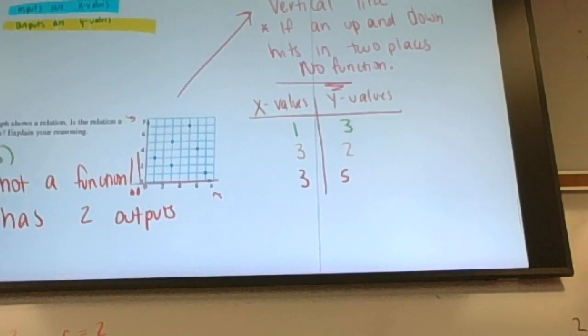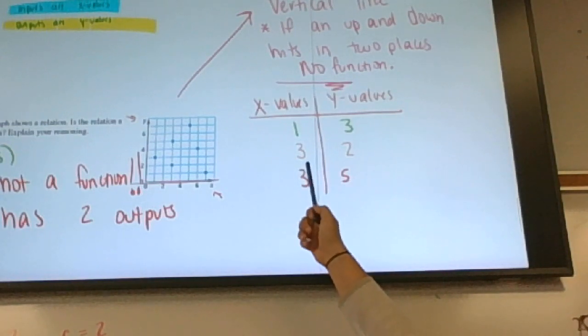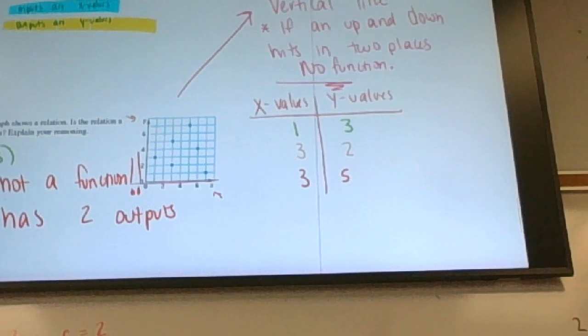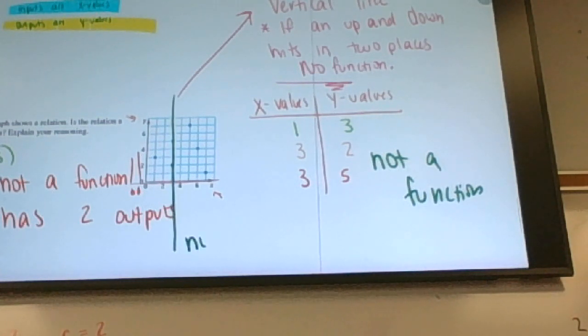Alright, so either you can list the x's, and if there's the same x with different y's, you say no, not a function. Or you can draw a line up and down, and if it hits twice, not a function. So there are many different ways to say yes or no on a function.